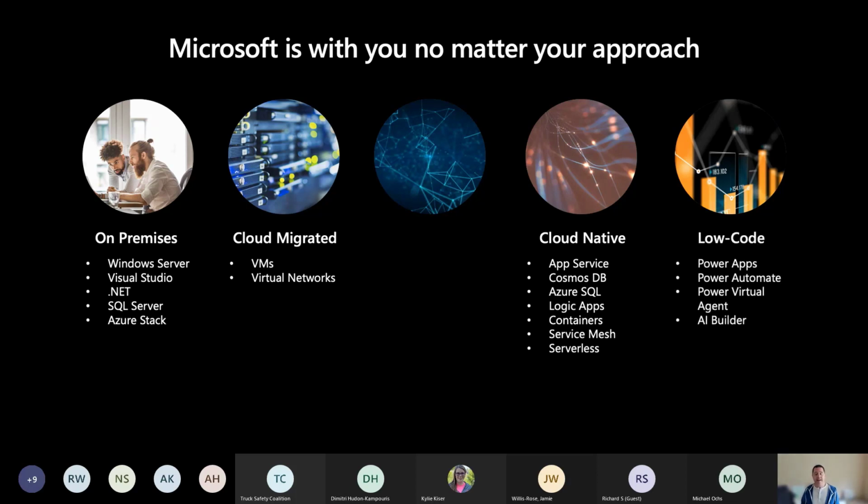Kind of the fourth area, again, up the food chain even a little bit further, is low-code, right? This is where Power Apps, Power Automate, Power Virtual Agent, AI Builder, and the Dynamics applications fit in this realm as well. But what we all know is that at the end of the day, most of us are hybrid organizations, right? We're doing a little bit of all of this.